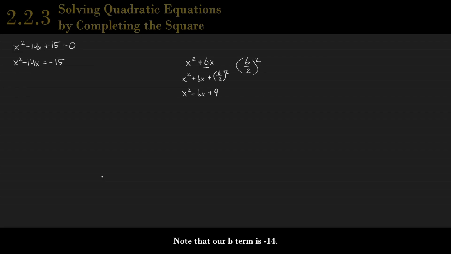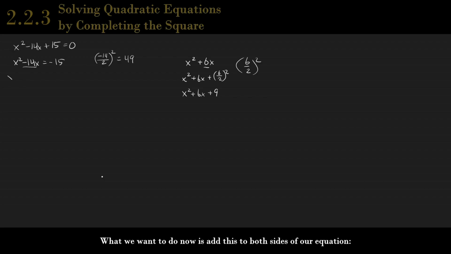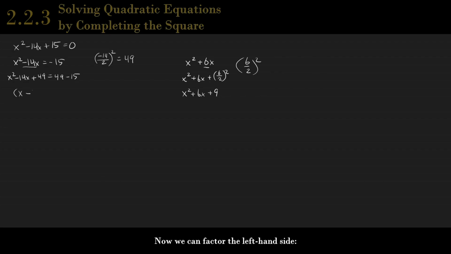Note that our b term is negative 14. Let's halve it and then square it. That will be (negative 14 divided by 2) squared, which equals 49. What we want to do now is add this to both sides of our equation. x squared minus 14x plus 49 equals 49 minus 15. Now we can factor the left-hand side, which is (x minus 7) squared, and the right side becomes 34.